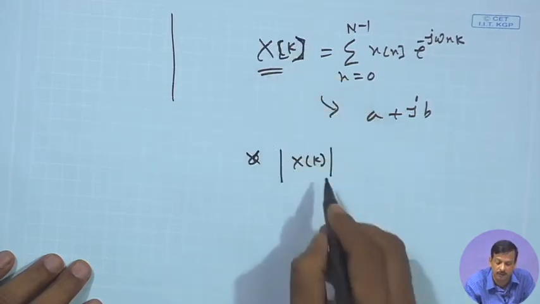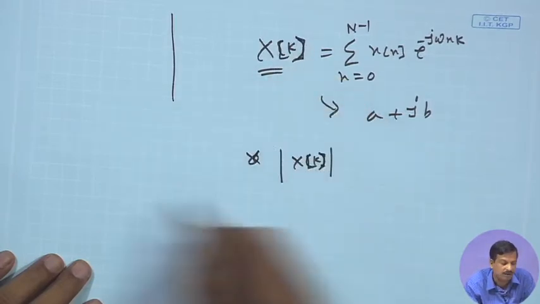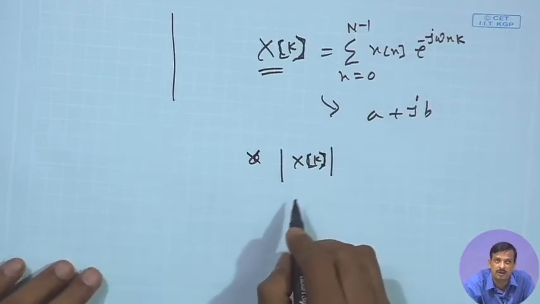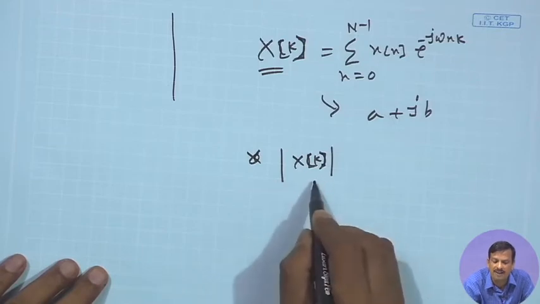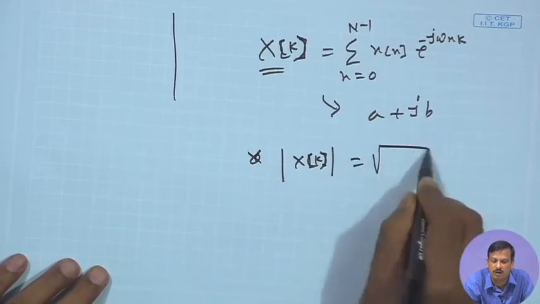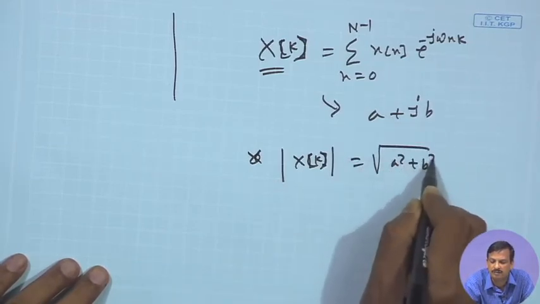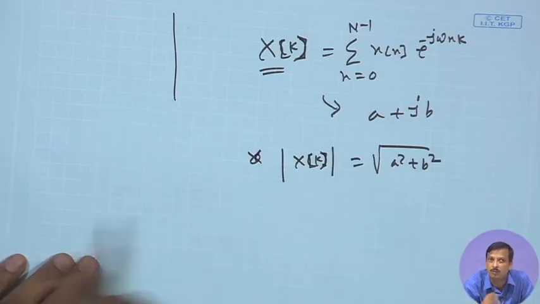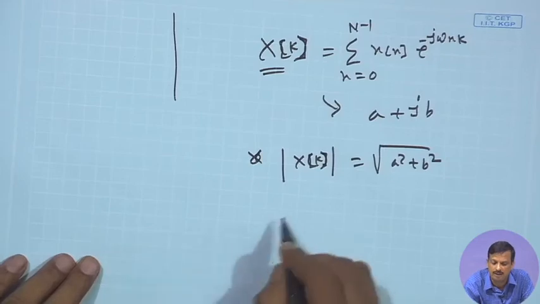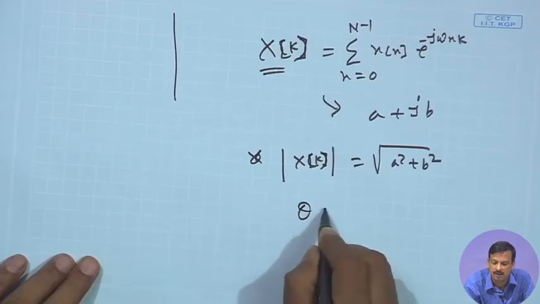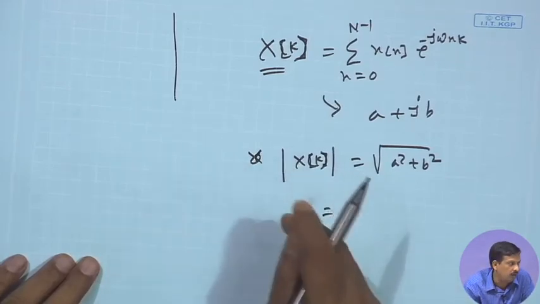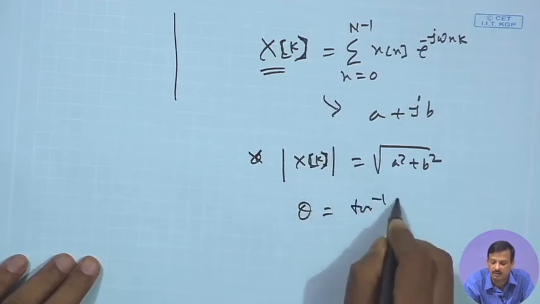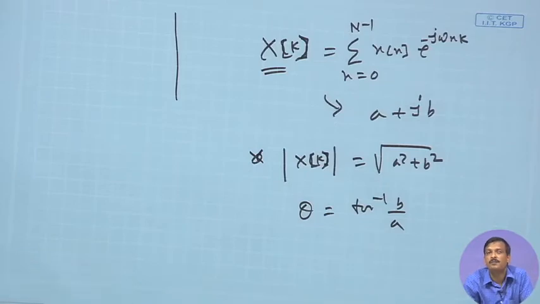A discrete signal is always represented by square brackets. On a slide maybe it is round brackets, but a discrete signal is always represented by square brackets. So, the mod of X[k] is nothing but the square root of a square plus b square, that is called the magnitude response. So, what is the phase response? Theta is the arg of X[k], which is tan inverse of b by a.